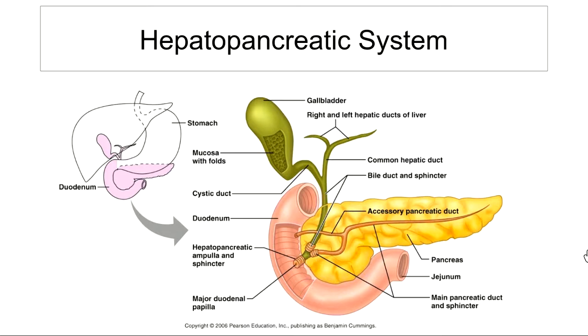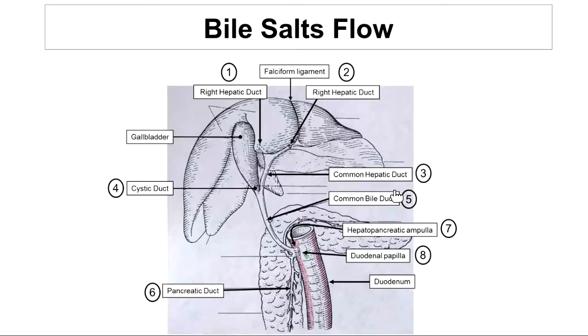Now you have a picture in your notes, and here is the picture. I've got it all labeled for you in order. So let's look at the numbers. Number 1, the right hepatic duct, and there's the left hepatic duct, number 2, joined together to form number 3, the common hepatic duct, and 3 and 4, the cystic duct, joined together to form number 5, the common bile duct.